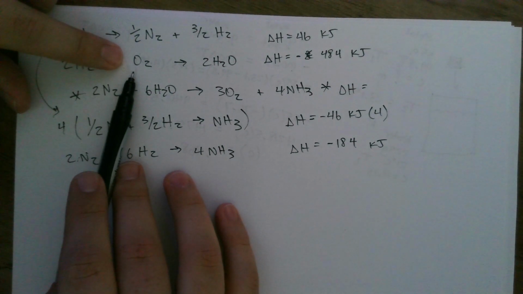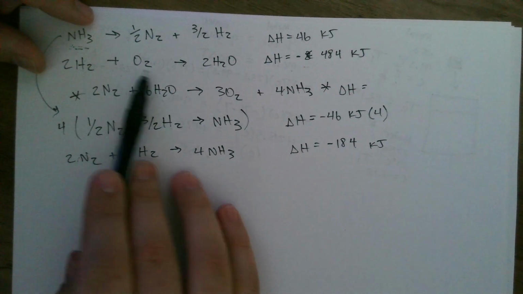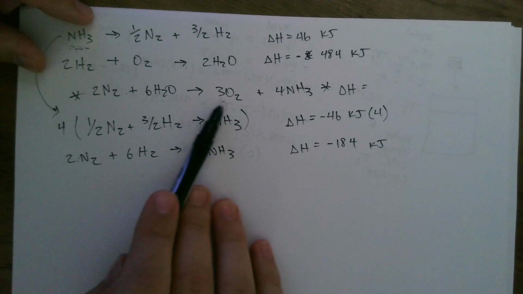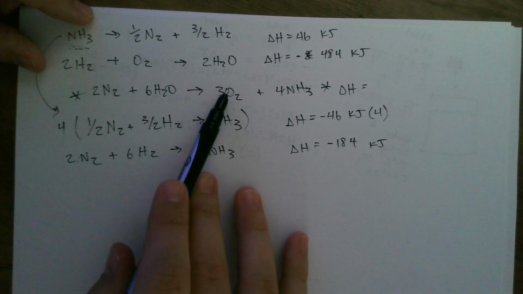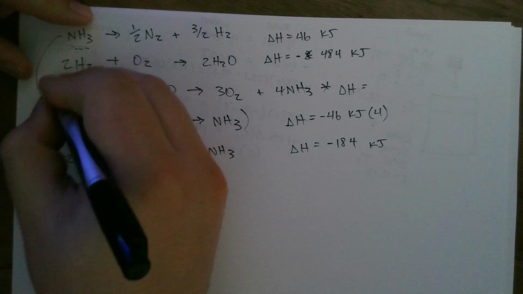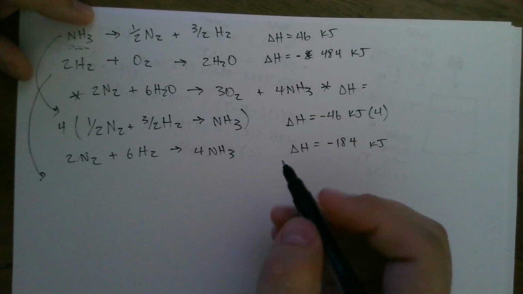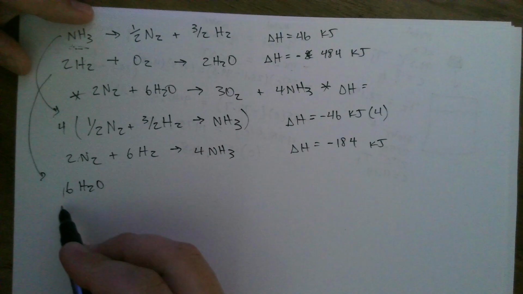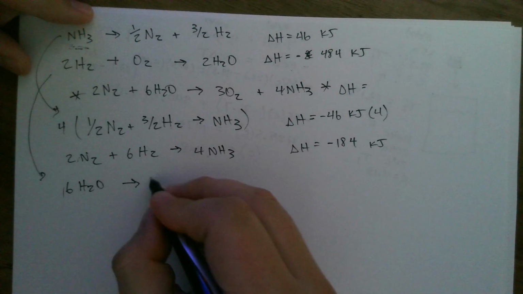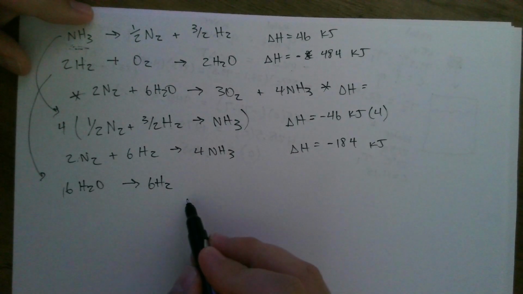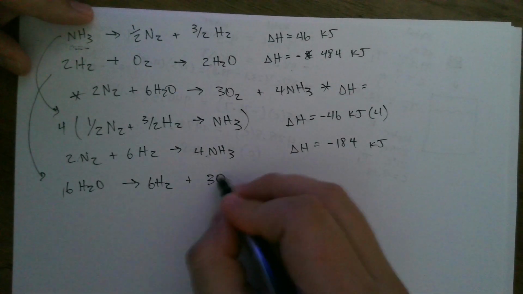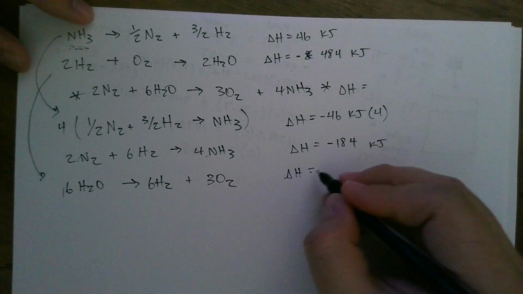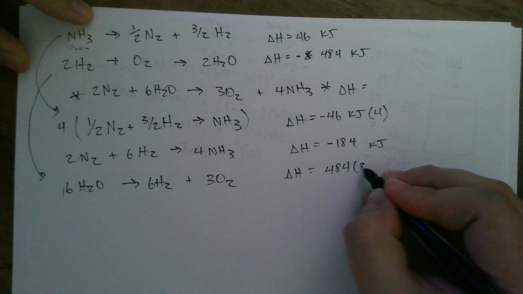O2 is next. This reaction has O2 on the left. This side has it on the right. So I'm going to have to flip this reaction around. Then I also have 3 O2s here and only 1 here. So I'm going to flip it and times it by 3. I'm going to rewrite it down here, what that'll look like. So let's flip it, and I'm just going to times it by 3 at the same time. So this is 6 H2Os, times by 3, creates 6 H2s. Flip this side, plus 3 O2s. My enthalpy, I'm going to flip its sign, so now it's positive, and then times by 3.